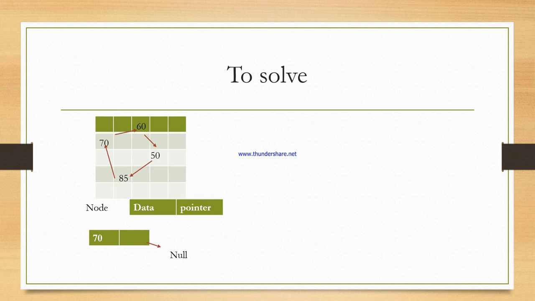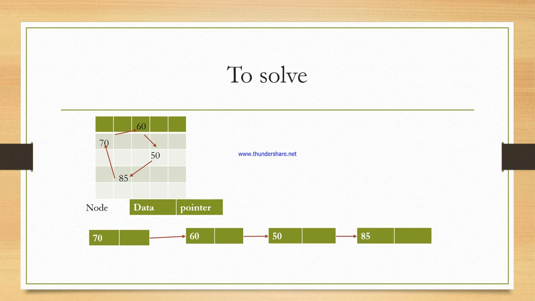If I'm going to insert the next value 60, then the 60 will be assigned to the node and the pointer of the first node will be assigned, referencing the second node. The same way, if I insert the third node, the second node pointer is referencing the third node, and the third node pointer will be referencing the fourth node. And I'm not going to insert any other value. Now the fourth node pointer will obviously go to null.